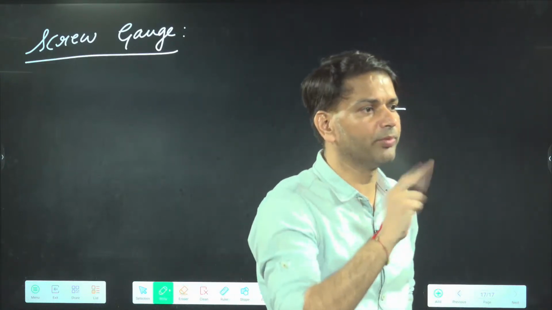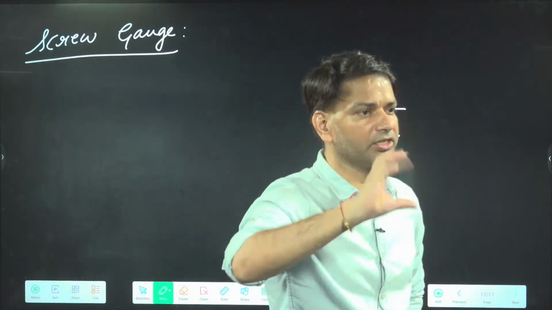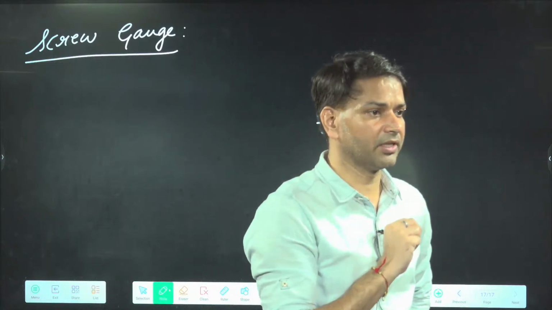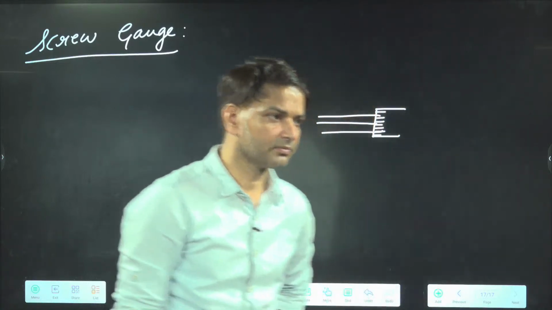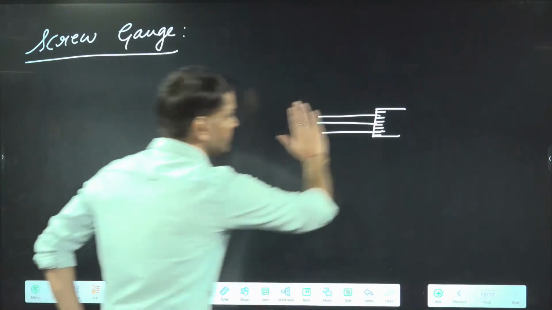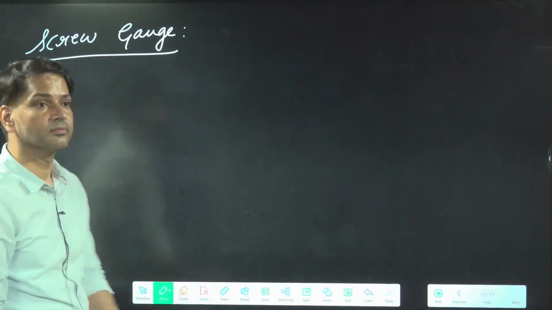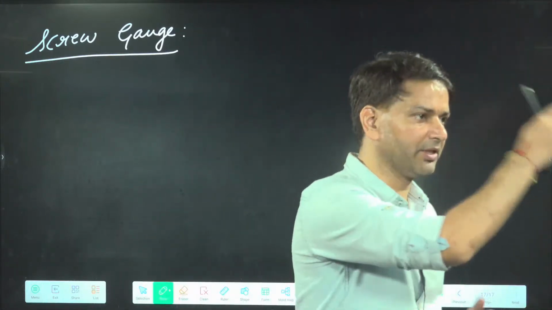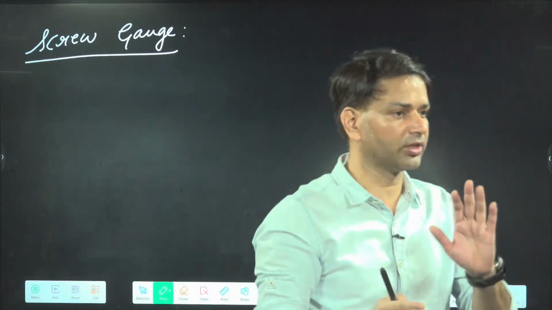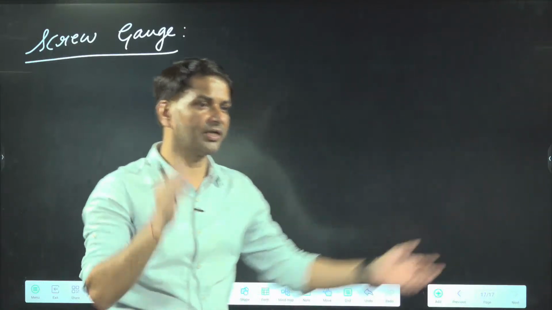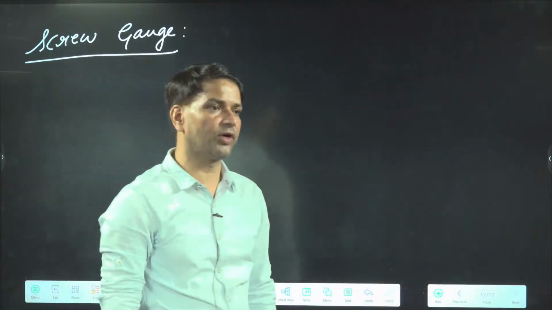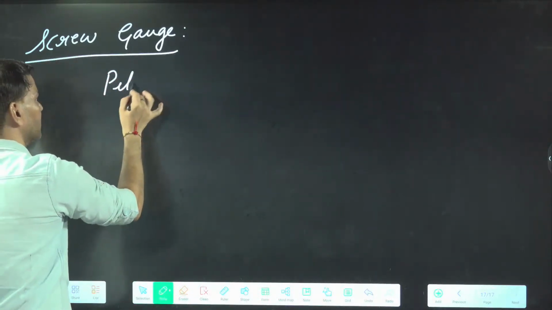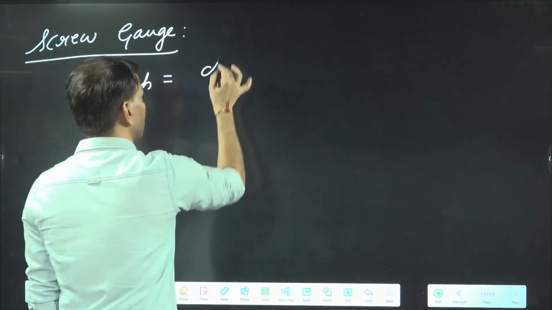Now suppose in 4 rotations, the distance moved by the main scale is 2 millimeter. What is the pitch? 1 by 2 millimeter. Why? Pitch is defined for one rotation. So 4 rotations, 2 millimeter; one rotation, 2 by 4, that is equal to 1 by 2 millimeter. So then we can say, pitch is equal to what?